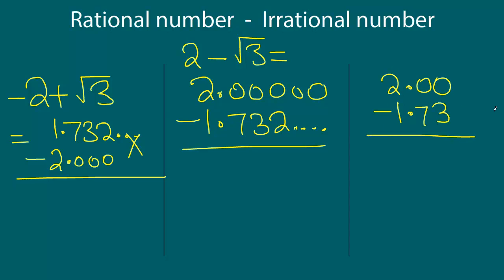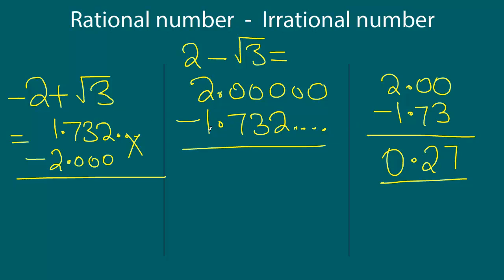Instead of 732 forever, if we had just this, what would the answer be? We will take 1 from here. This will be 10. 10 minus 3 is 7. 9 minus 7 is 2. We are left with 1, and 1 minus 1 is 0. So our answer is this, which is clearly a rational number, because the decimal expansion has terminated. But in this example, the 732 part goes on and on, because this is square root 3.